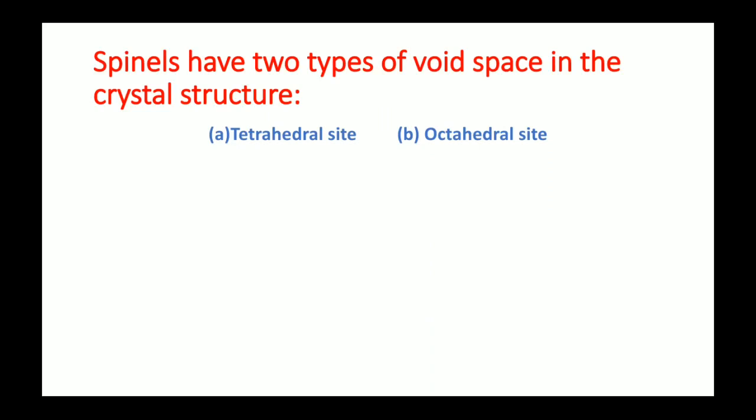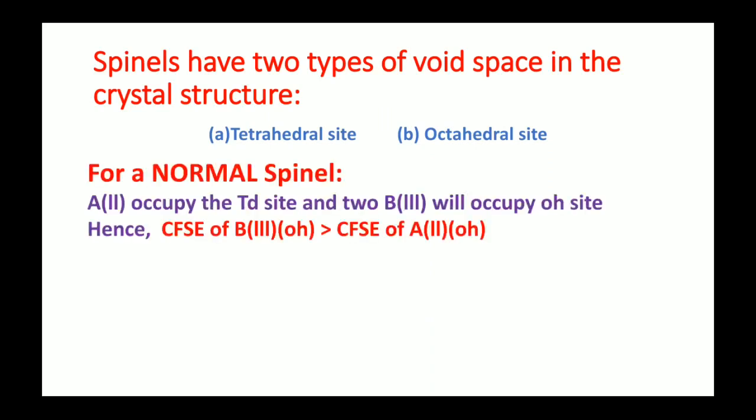We can classify the spinels into two categories: one is normal spinel, one is inverse spinel. So what is a normal spinel? In this case the metal 2+ will occupy the tetrahedral site and metal 3+ will occupy the octahedral site. Why is it? Because the metal 3+ has a greater CFSE in the octahedral field than the metal 2+ ion, and hence for gaining the CFSE the metal 3+ will choose the octahedral sites and the metal 2+ will choose the tetrahedral site. So this is the normal spinel.